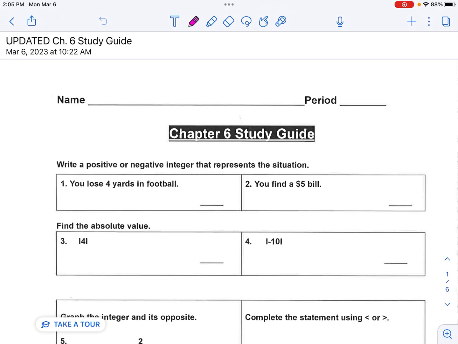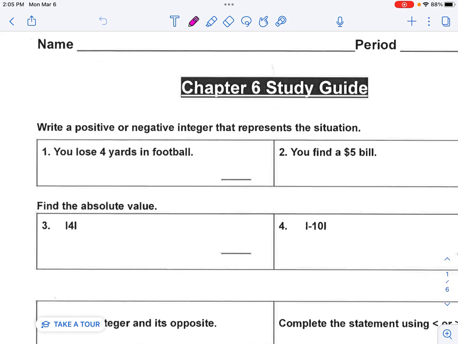Today we are going to go through step by step on our Chapter 6 study guide. Make sure you are paying attention, following along, checking, correcting, and listening for all of my tips.